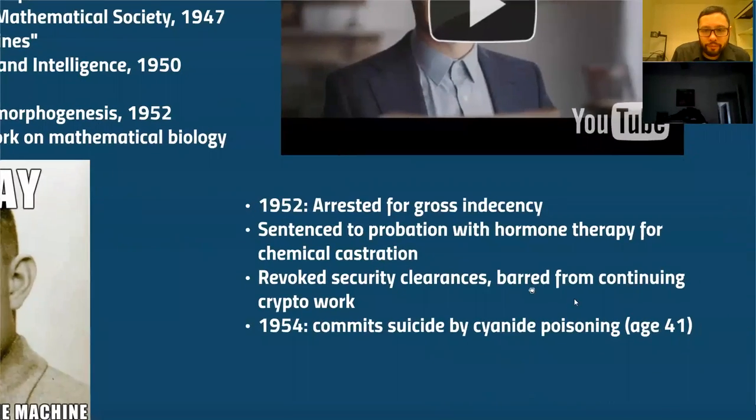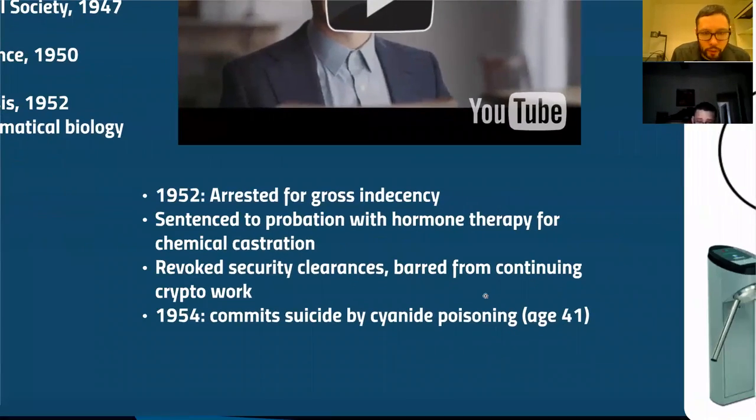Turing is also gay, homosexual, which at the time was illegal and a punishable crime, punishable by chemical castration. So in 1952, Turing is arrested for gross indecency. What happens is he has a boyfriend. His boyfriend's younger than he is, like a 19, 20-year-old, a young kid.